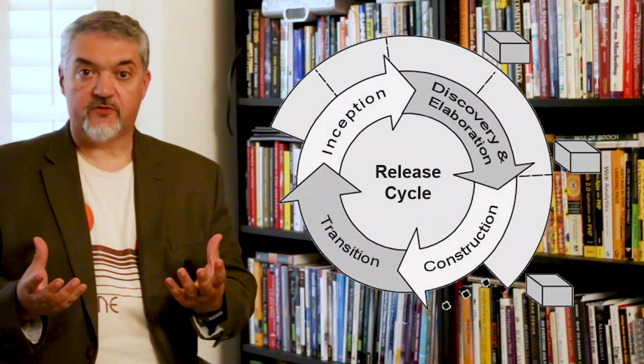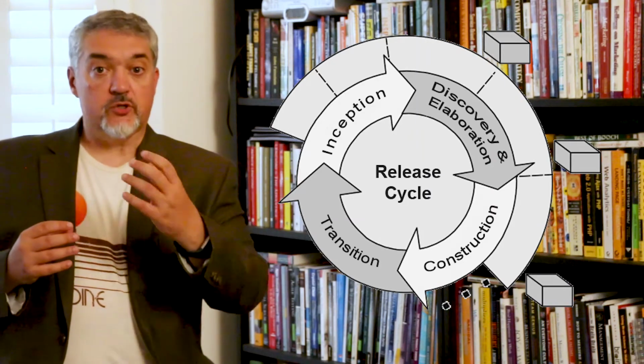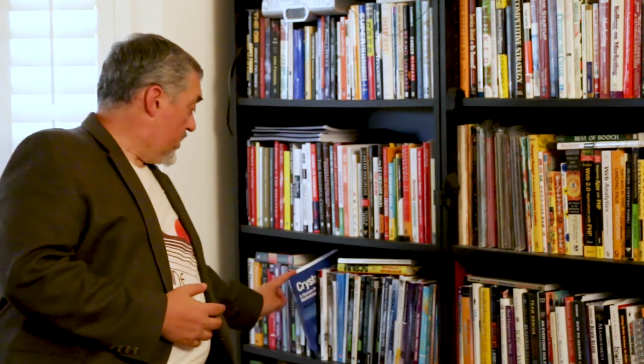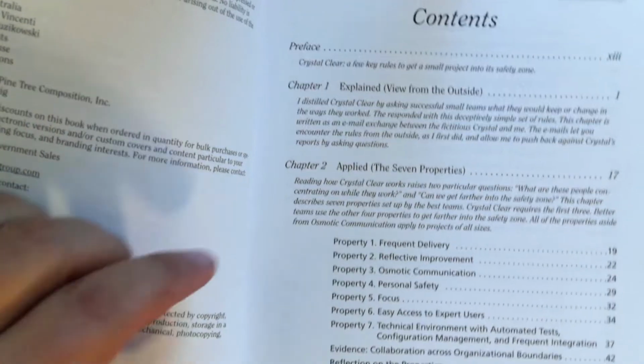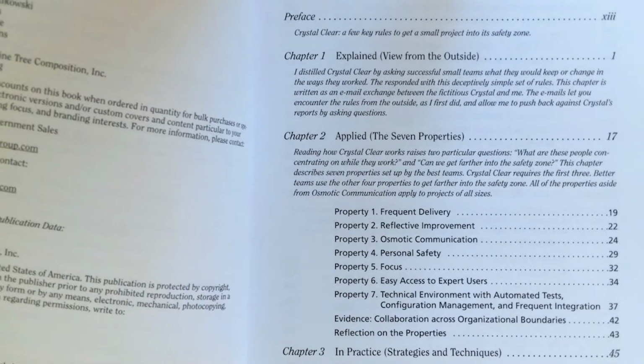In RUP, we talked about, again, the ideas of iterative development, incremental delivery, and the idea that these unified processes were extensible. They were encouraged to extend these frameworks out. Alistair Cockburn, who wrote Crystal Clear, among many other great books, in his Crystal Clear book, he talks about applying seven properties, like frequent delivery, personal safety, focus, reflective improving, osmotic learning, learning from sitting in close contact with others.